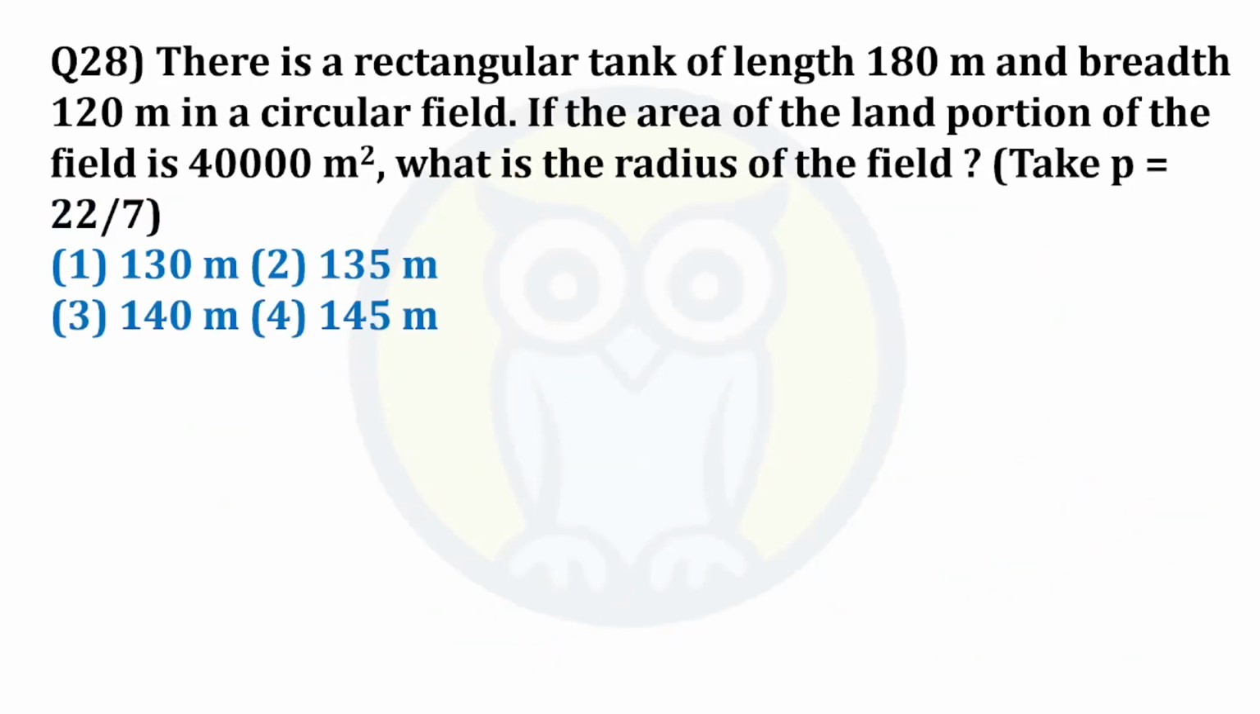Question number 28. There is a rectangular tank of length 180 meter and breadth 120 meter in a circular field. If the area of the land portion of the field is 40,000 meters square, what is the radius of the field?